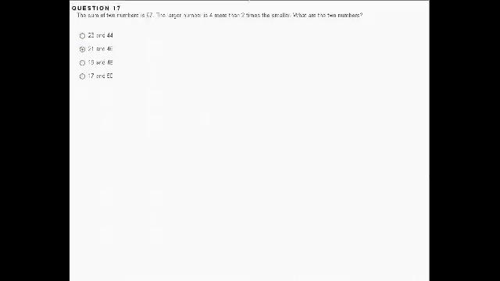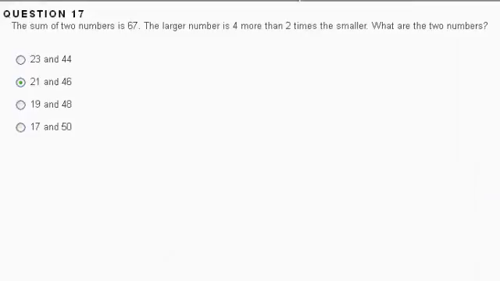So today I'll be solving an algebra question that was sent in to us, and the question reads, the sum of two numbers is 67. The larger number is 4 more than 2 times the smaller. What are the two numbers? And we've been given 4 options to choose from.